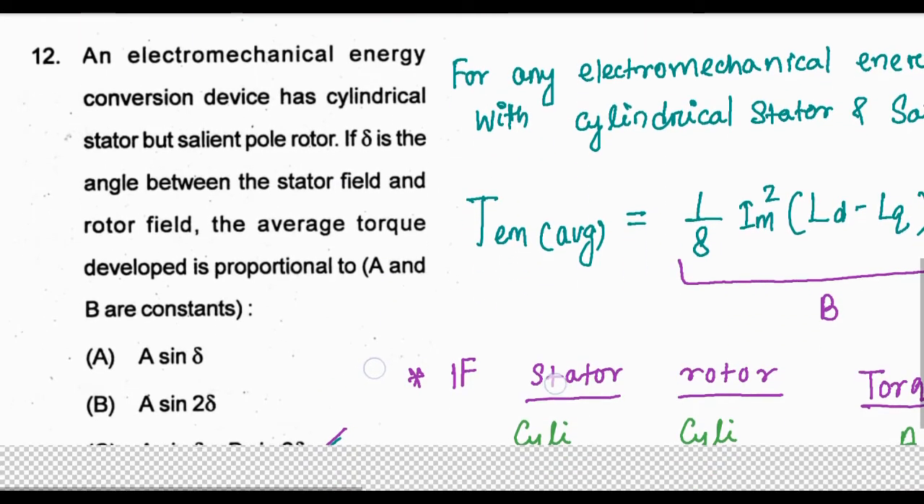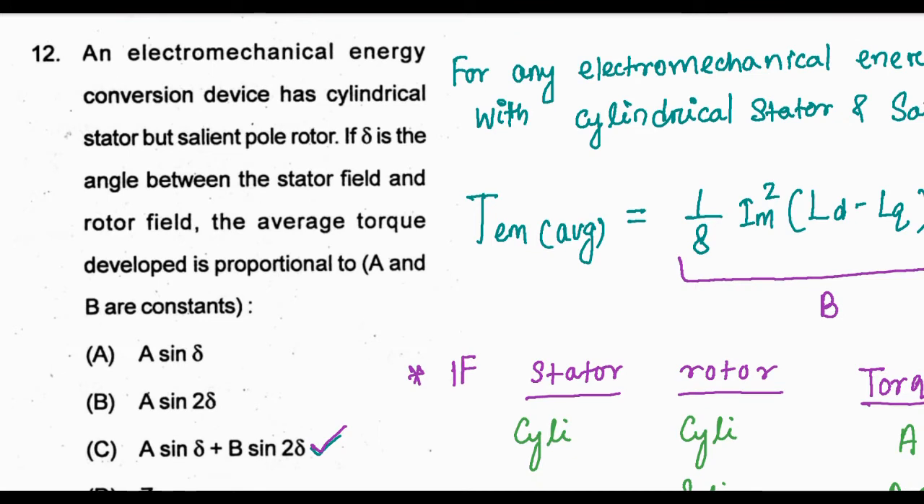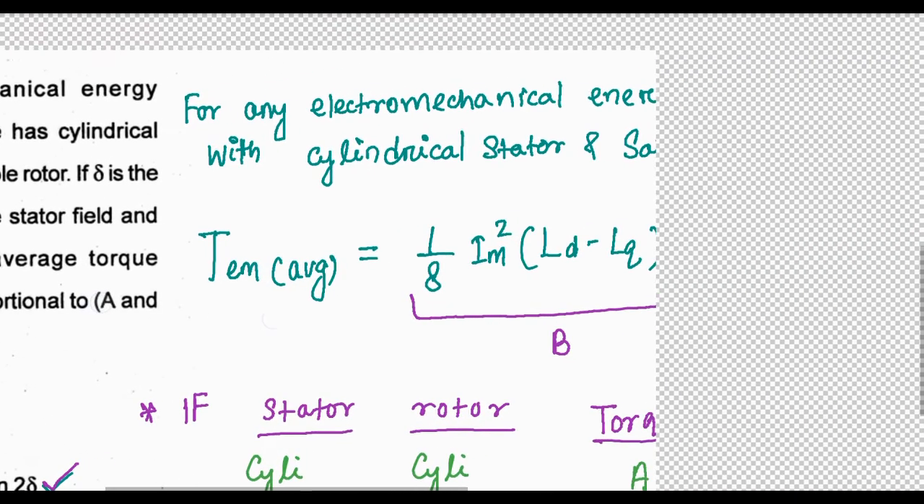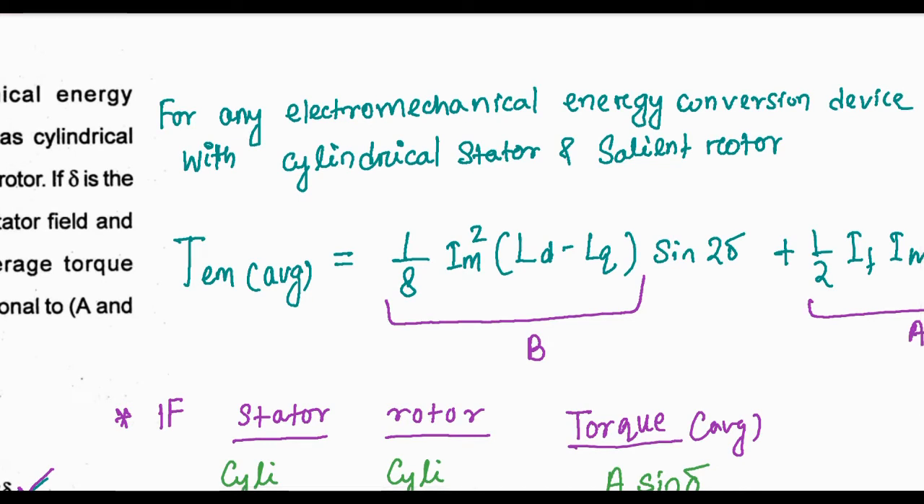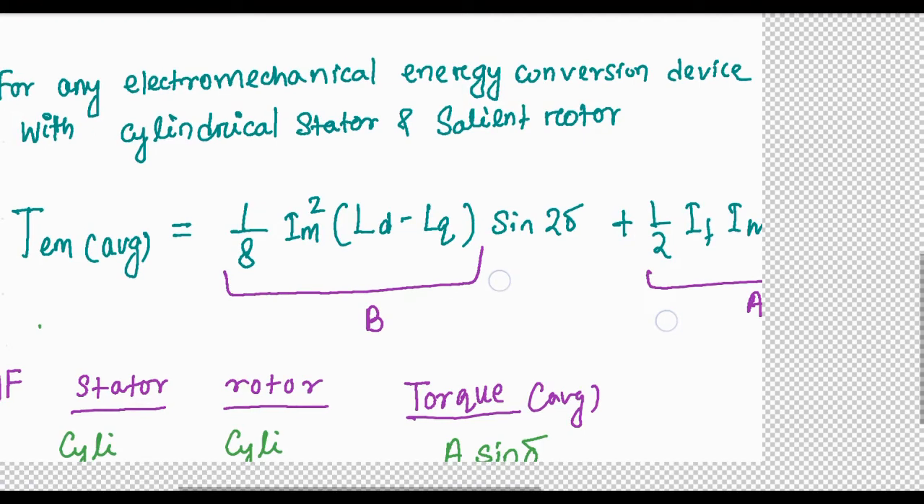Next question is, an electromechanical energy conversion device has a cylindrical stator but salient pole rotor. If delta is the angle between the stator field and the rotor field, the average torque developed is proportional to what? So for any electromechanical energy conversion device that has a cylindrical stator and a salient rotor, this is the common expression.